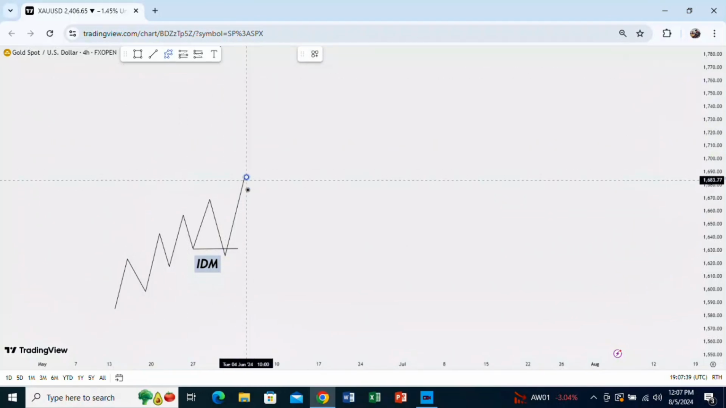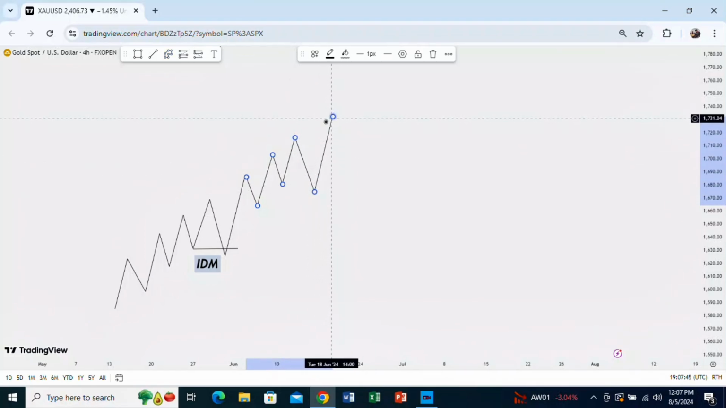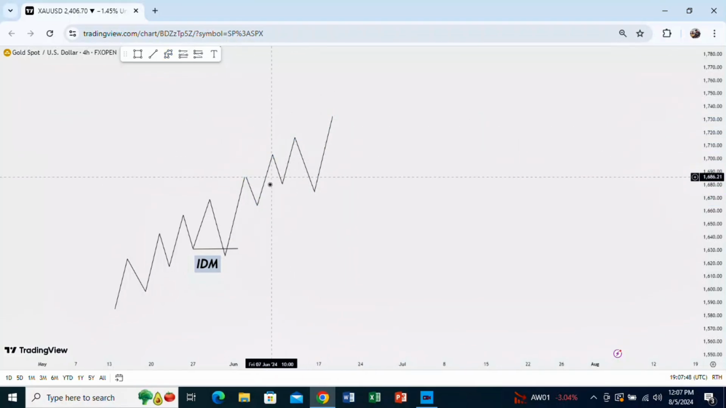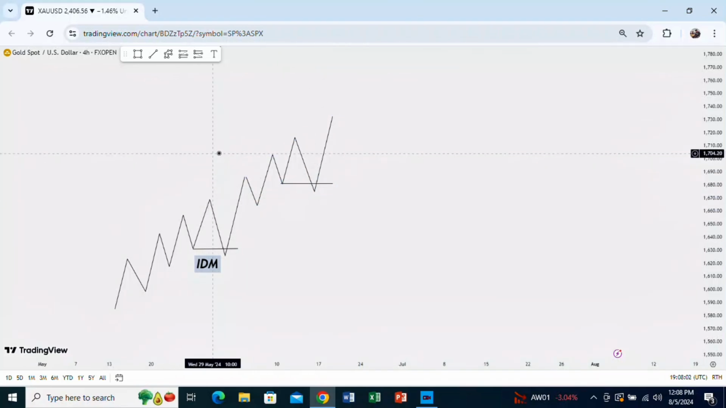Let me draw some more. Okay, this is not IDM, but now again this is an IDM. Why? Because you can see it was made after this price swept the high, okay? This is the swing low that was made, okay? And it is swept now. So this is called IDM.